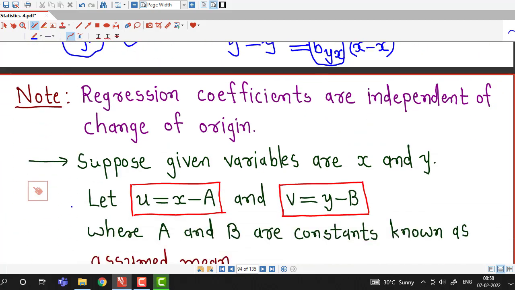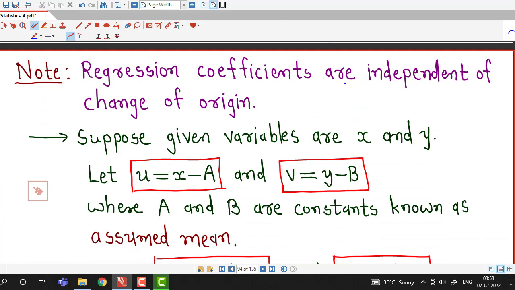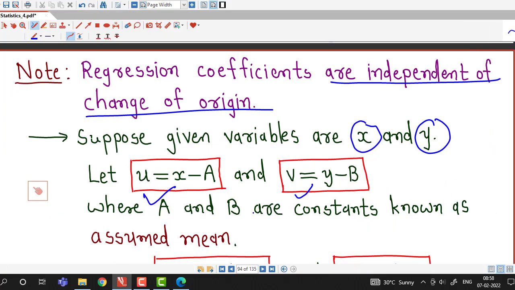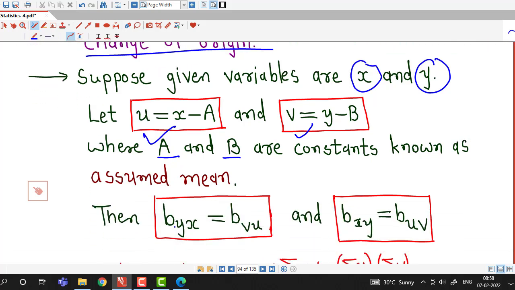So here I have written that regression coefficients are independent of change of origin. Suppose given variables are x and y, and we define new variables u and v by u equal to x minus a and v equal to y minus b, where a and b are constants which we generally call as assumed mean, then byx is always equal to bvu and bxy equal to buv.